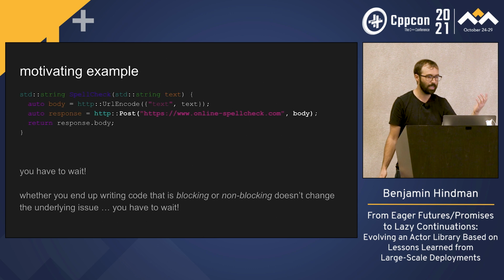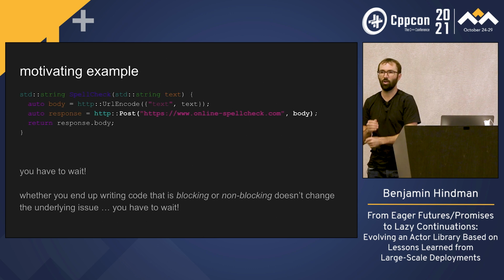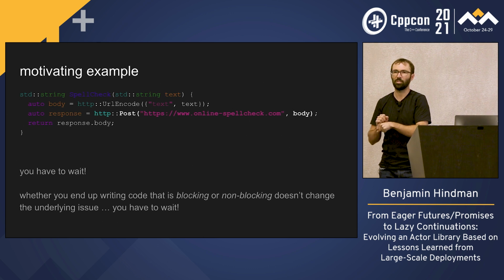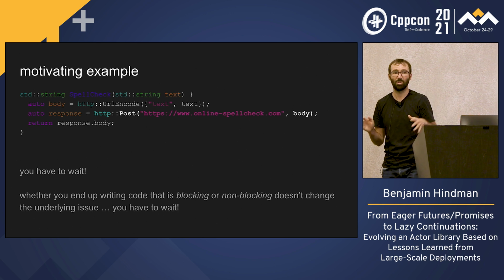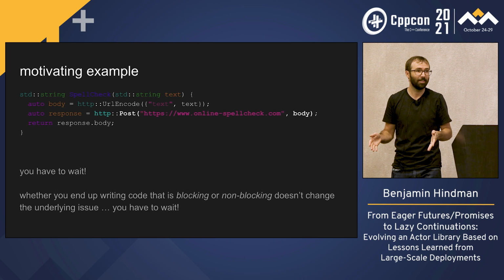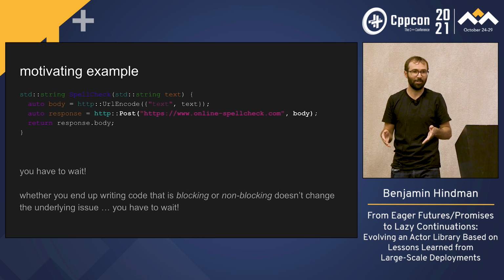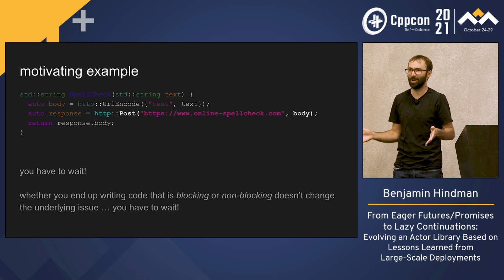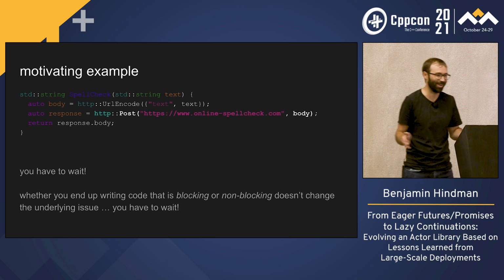Maybe it's going across the world. Who knows? And whether you end up writing code that's blocking or non-blocking, which I think is a bit of a red herring when we think about those terms, the bottom line is you have to wait. You need the result of that data in order to grammar check. So it doesn't matter how you write your code. Fundamentally, you're going to have to wait. We have to wait. We can't get around it. We're going to have to wait.